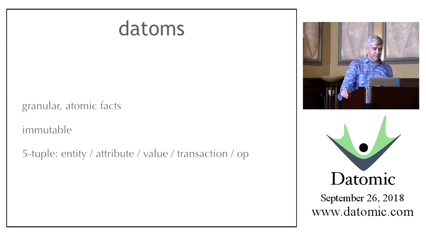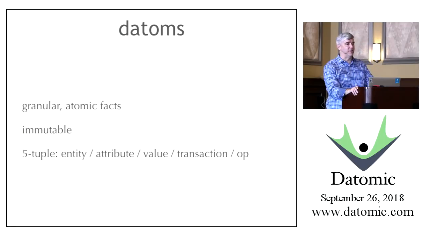And a datum is a 5-tuple. It's an entity, an attribute, a value, a transaction, and an operation. The entity is some identifier that represents the real-world entity we care about. The attribute is a name that says there's this named attribute of that entity we care about. The value is the value for that attribute. The transaction is a reference to the transaction that added this piece of information to the system. So later we'll say the phrase reified transactions. That means transactions are actually objects in the system, and you could talk about them.